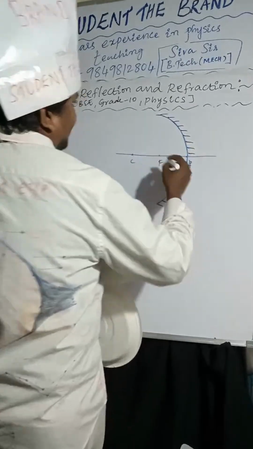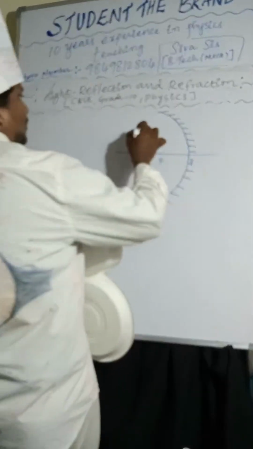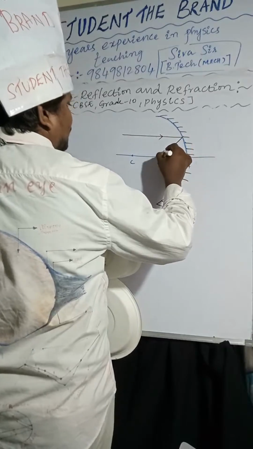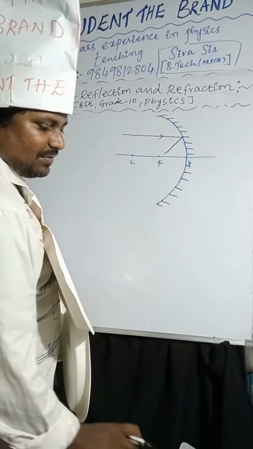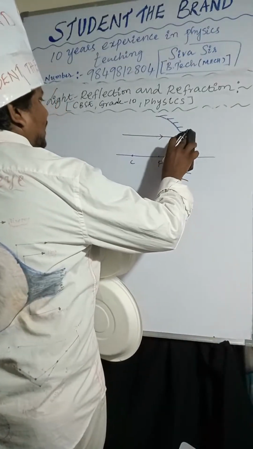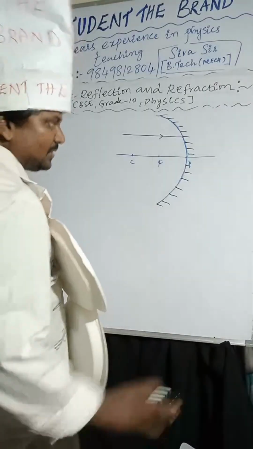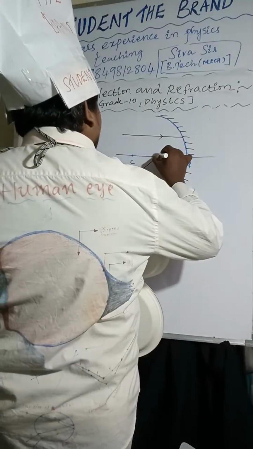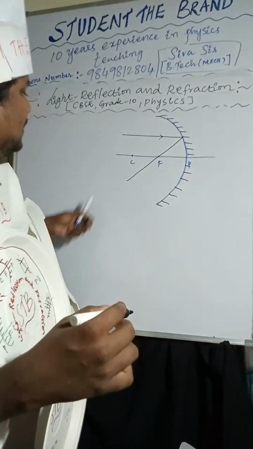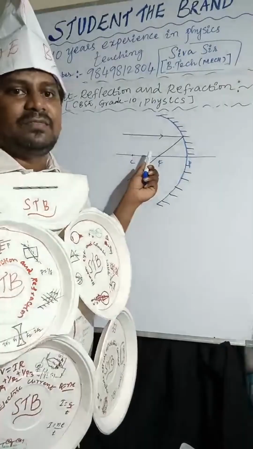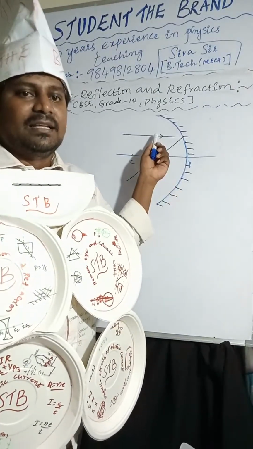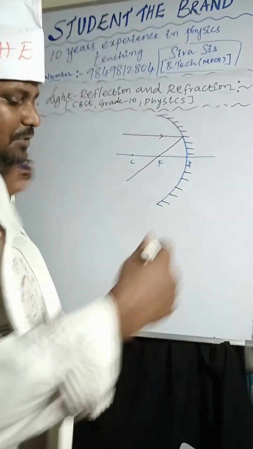This is the pole and the focus. I'm taking one light ray like this. After reflection, it passes through the focus. So this is the incident ray and this one is the reflected ray.